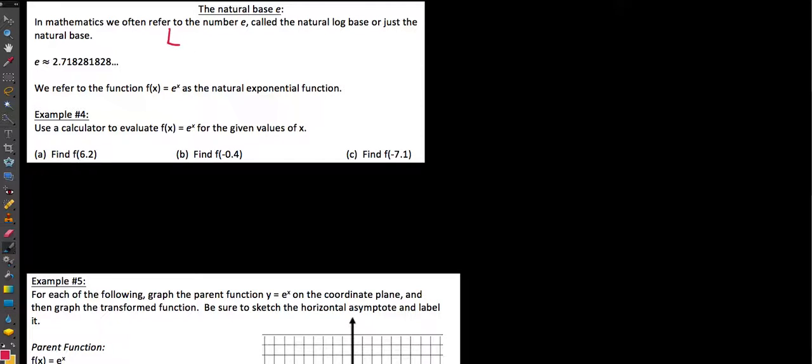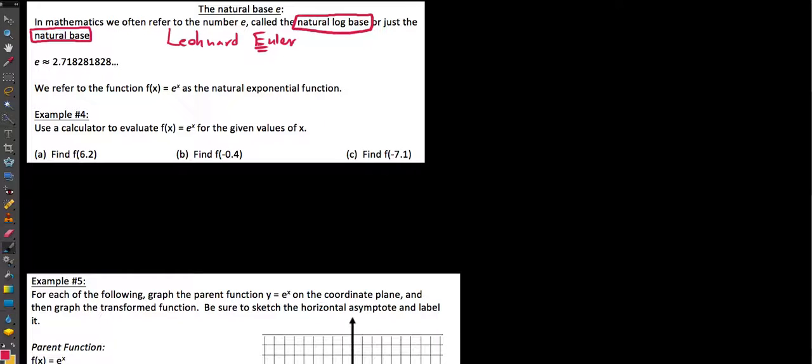It's named after a gentleman. I'm going to put his name up here just to see who's taking notes here. Leonhard Euler. Since it's his number, we tend to use the letter e to give him credit for this thing. This number e has a name. You'll want to highlight this right here. It is called the natural log base, or we just refer to it as the natural base.